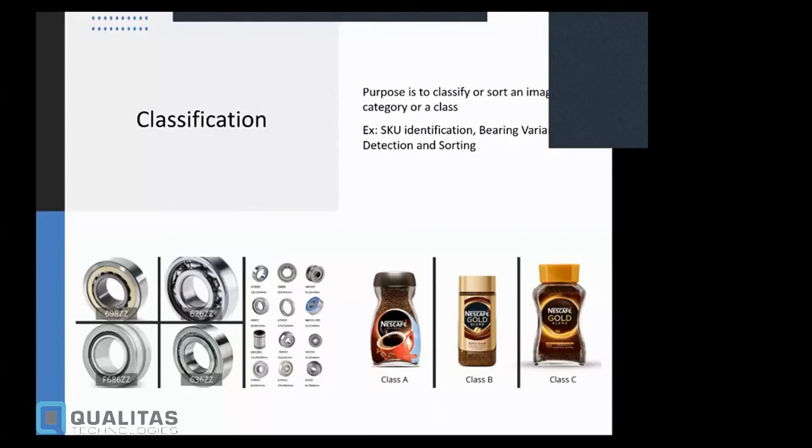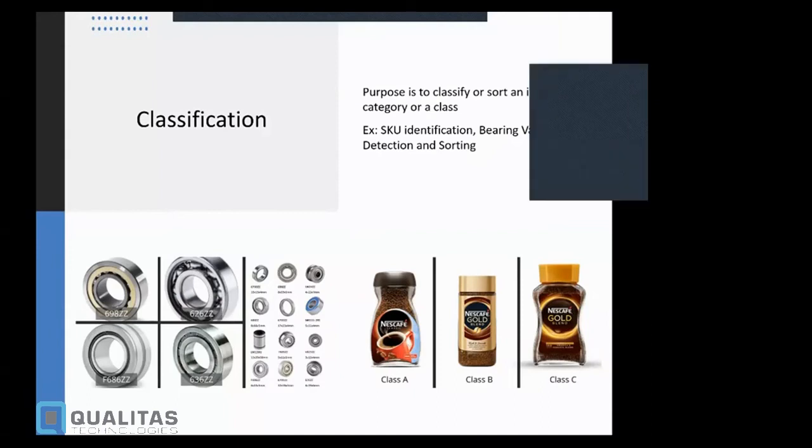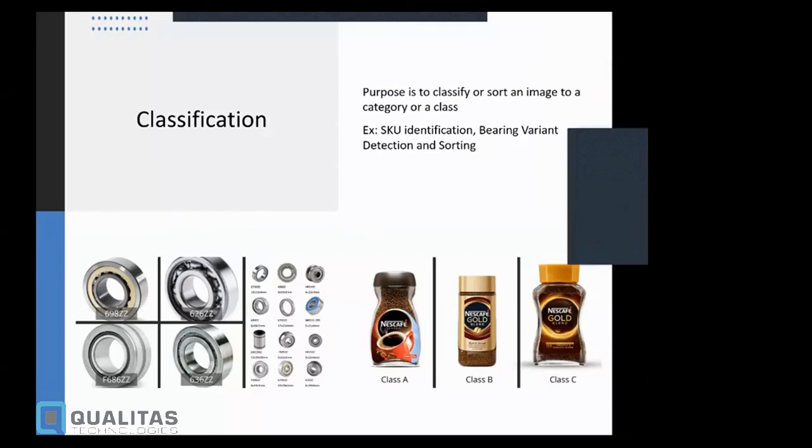Another application is classification. Now, classification, the purpose is to classify or sort an image to different categories or a class. So, if you think about all the previous examples that we covered, measurement, object detection, flaw detection, OCR, identification, etc.